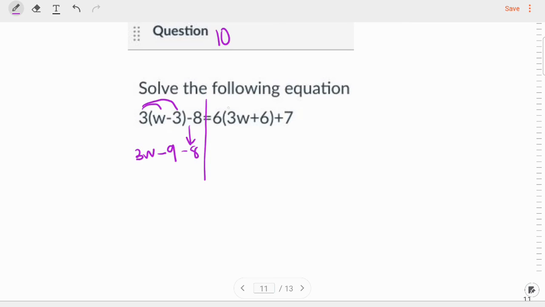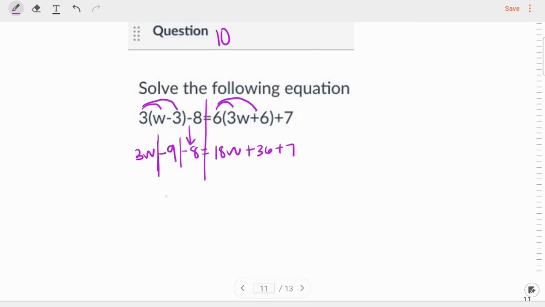On the right-hand side, I continue to distribute. 6 times 3 is 18W. 6 times 6 is 36 plus 7. Okay, now I still have multiple W's and constants, but I'm going to make sure I simplify both sides before I start moving anything around.